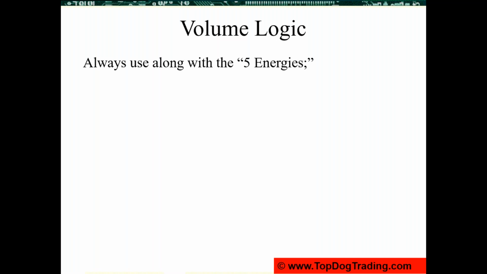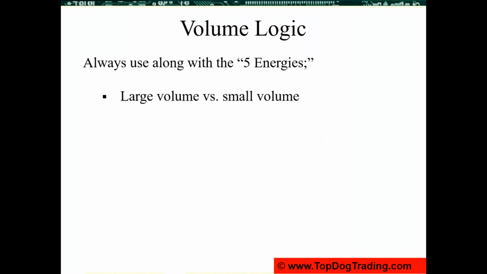So now, let's take it to the next level. Just to review, we've got the range of the bar from high to low, where the close is relative to the high and low, including rejection of value bars. Okay, where the close is relative to support and resistance. That's step 3. Step 4 that we're going to add to our list of analyzing price action is, what is the volume of the bar? How many shares, contracts, lots were traded during that bar? That is very, very, very important. So volume logic we use with what I call the 5 energies.